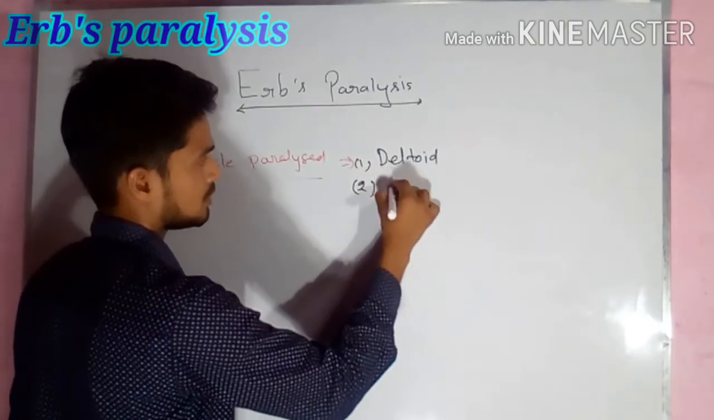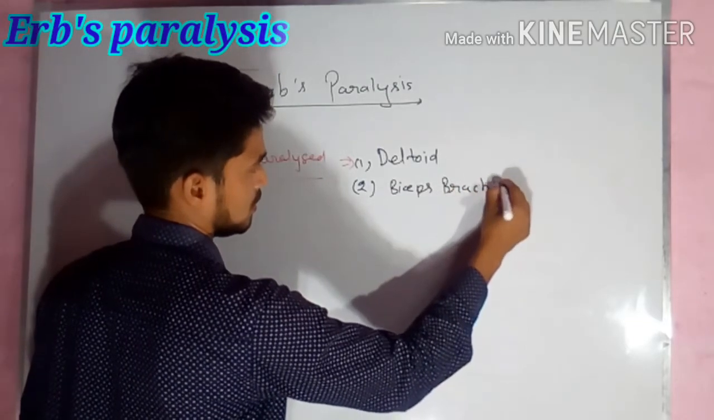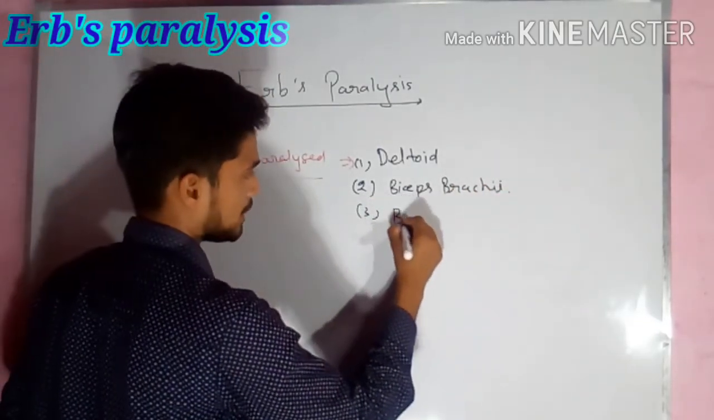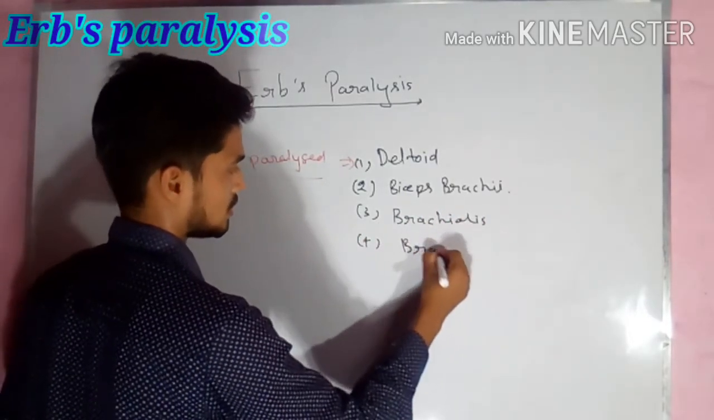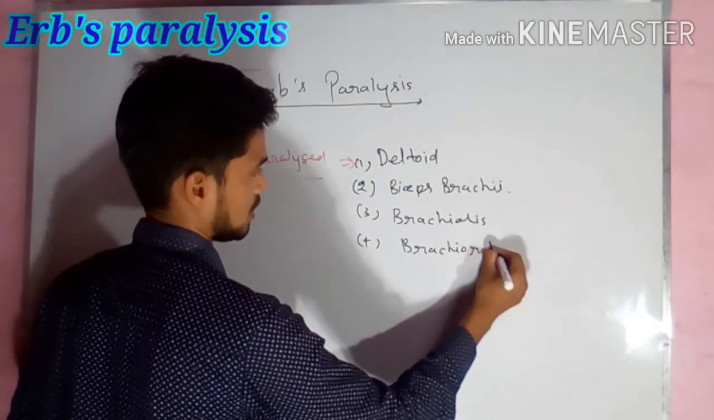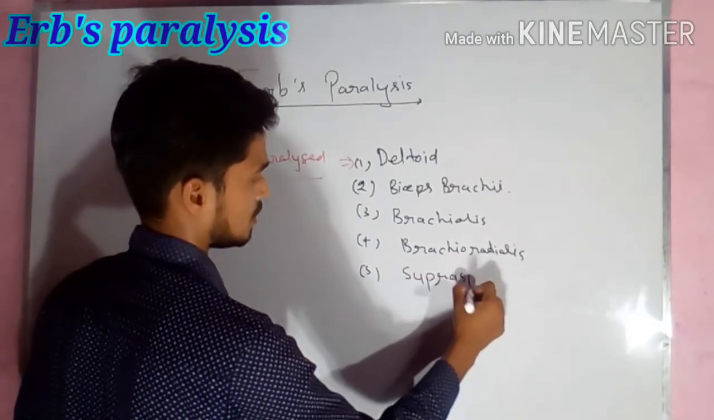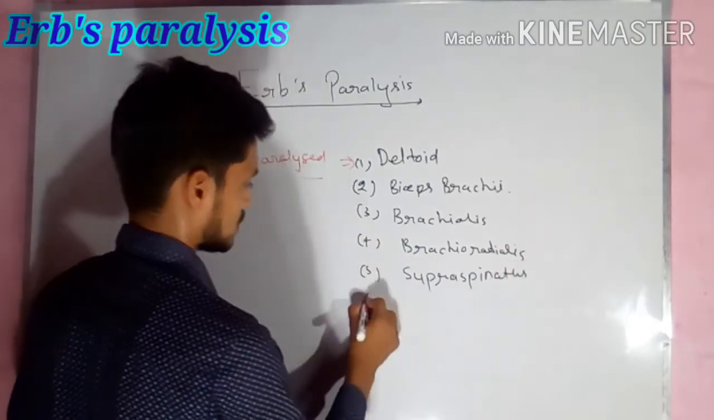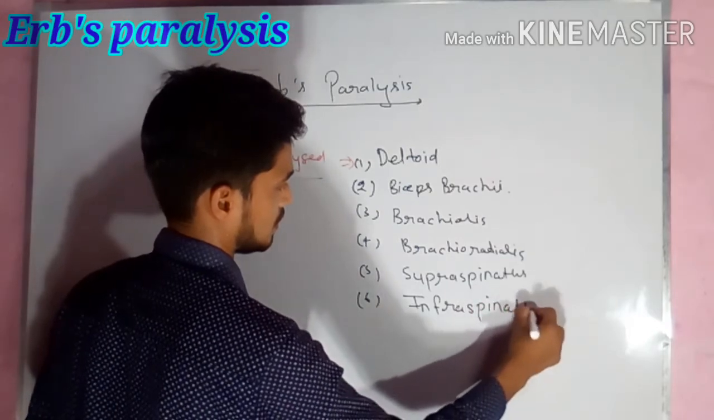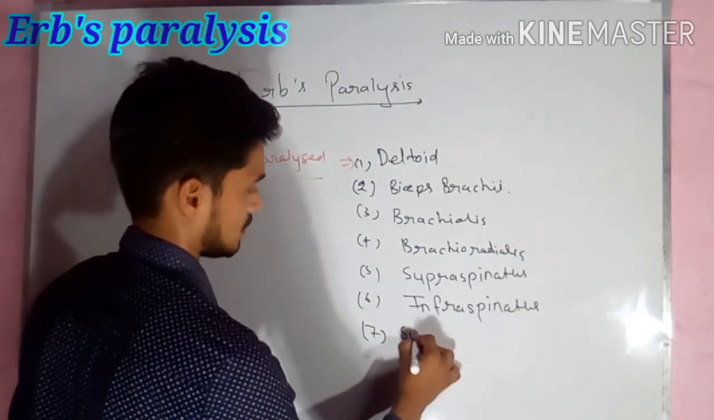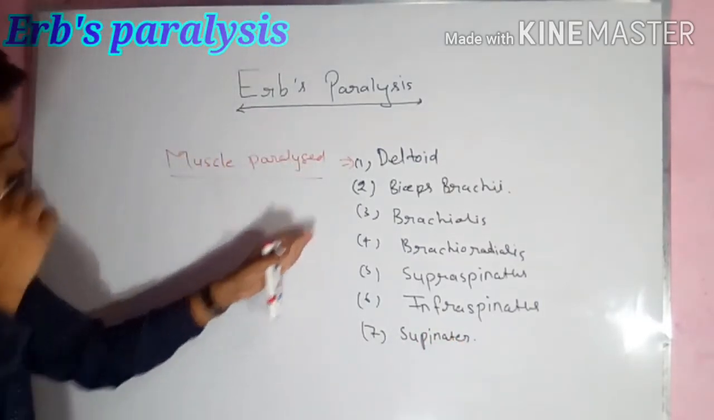after that the biceps brachii, third one is brachialis, fourth is brachioradialis, and fifth is supraspinatus, sixth is infraspinatus, and seven is supinator. Okay friends, so these muscles are all paralyzed.